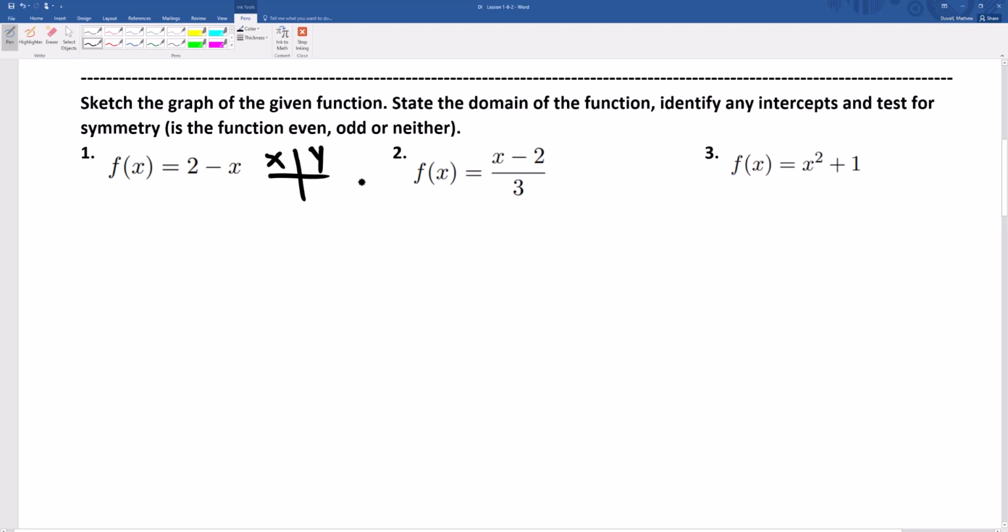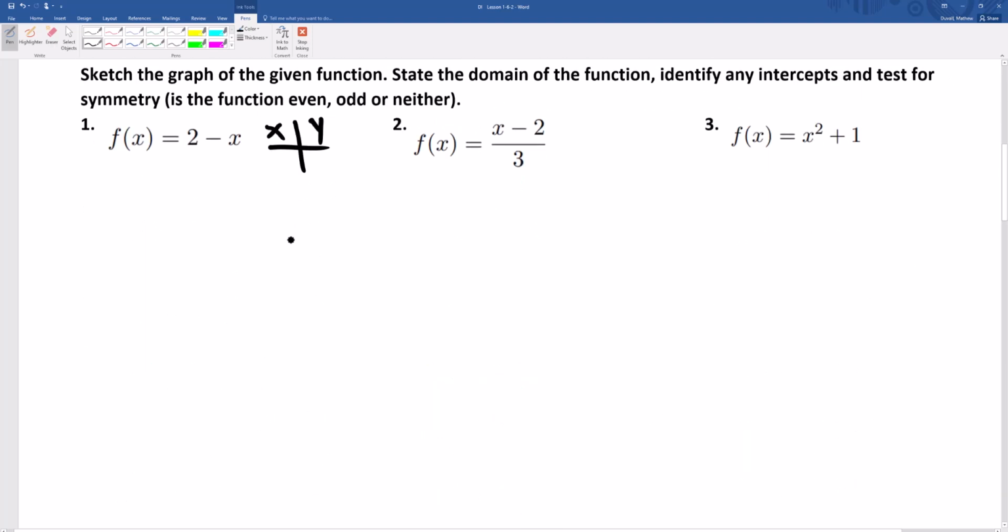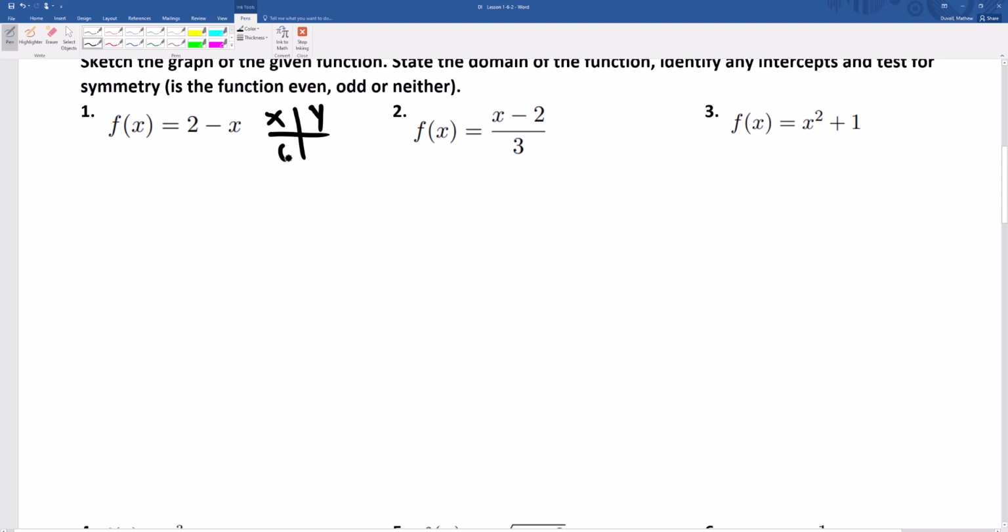Plug in values for x, like 0, 1, 2. Now, if it doesn't give you enough information, plug in more, right? You want to plug in enough values to where it gives you the information you need.